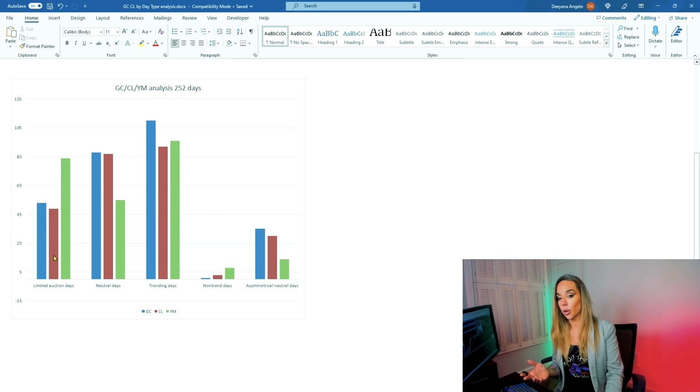Here we have limited auction days, then it says neutral days, and then it says trending days. We also have non-trend days and asymmetrical neutral days. We're not going to touch those. For now, you will only need to look at these first three parts.